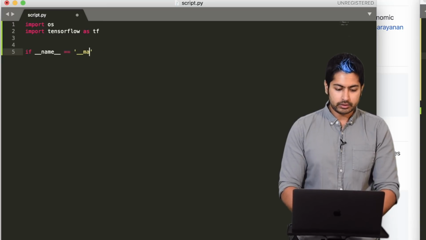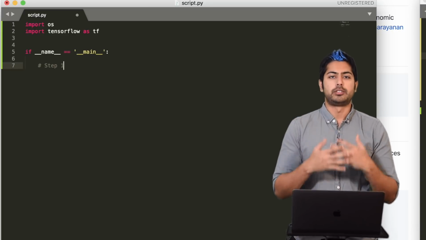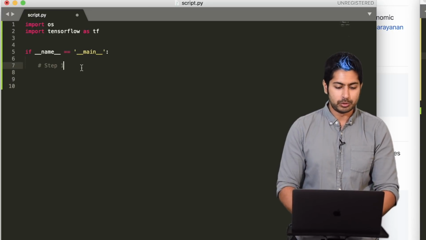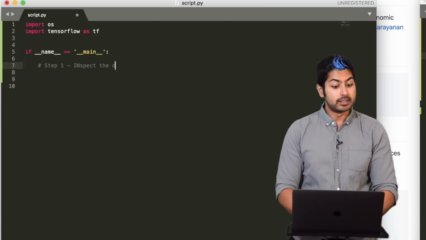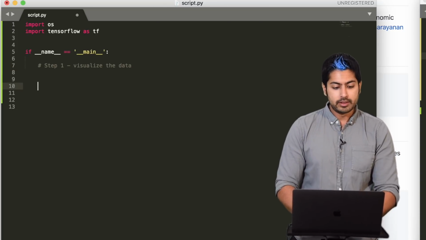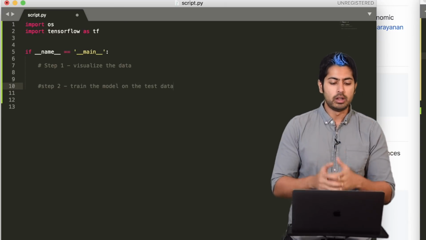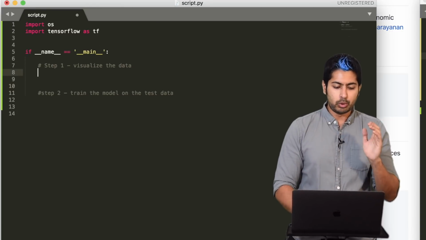And inside of this, we're gonna say, okay, here's the main function. And inside the main function, before we even write code, let's write some comments so we know what we're even doing here. So step one is to inspect the data, or we could say visualize the data. And then step two is to train the model on the test data. And that's actually where we call our script. So let's start with this. Step one is to visualize the data.